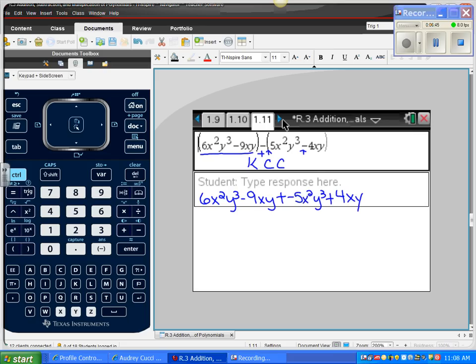Okay, so we keep, change, change. Now that we've done that, we can combine our like terms. All right, so here's what we're looking for, like terms, right? X squared y cubed. Do we have another? Absolutely. X squared y cubed. Okay, we got to add their coefficients. 6 plus a negative 5 is a 1. X squared y cubed. Then we have an xy. Do we have another one? Sure do. Negative 5xy.